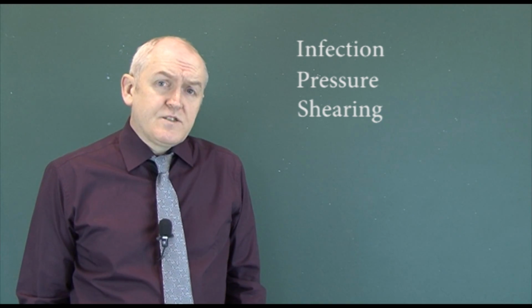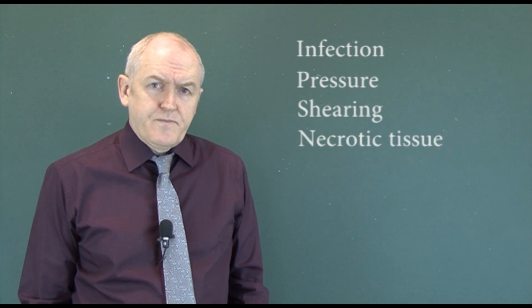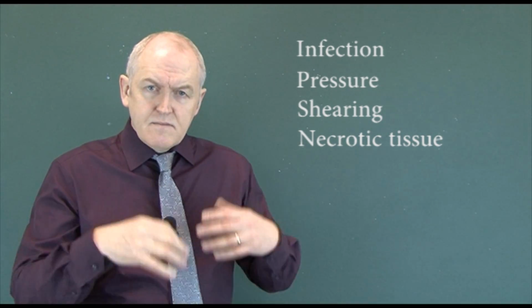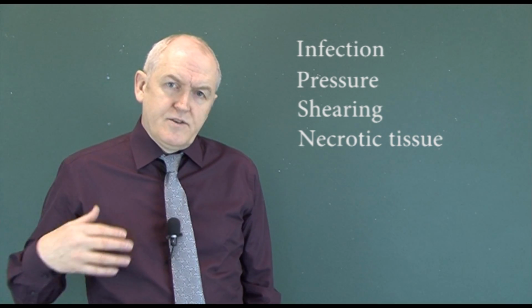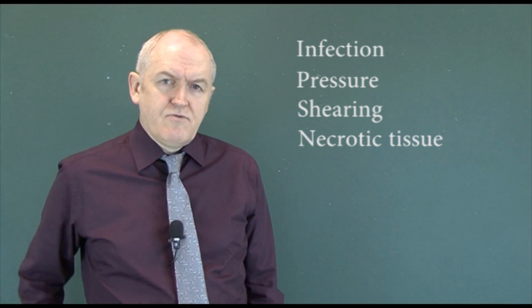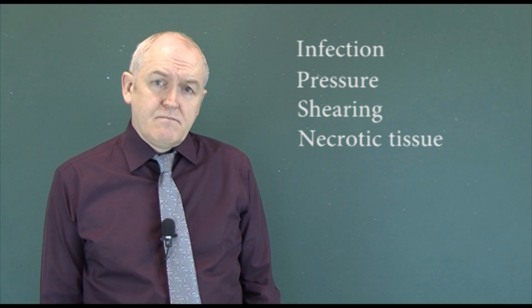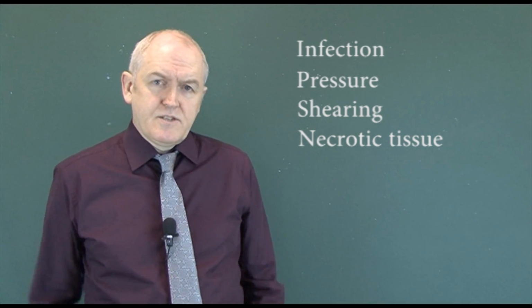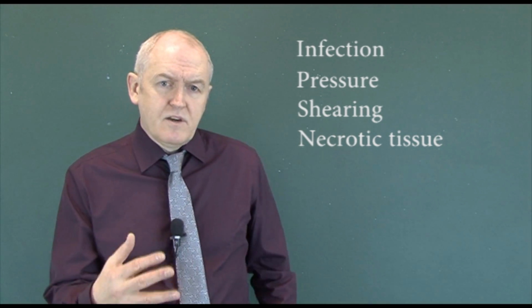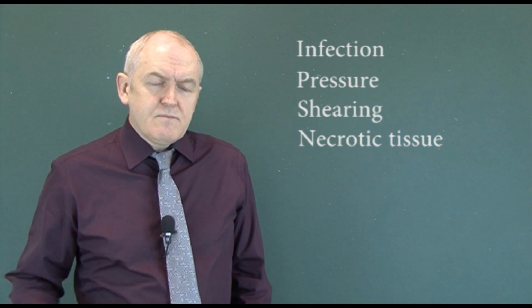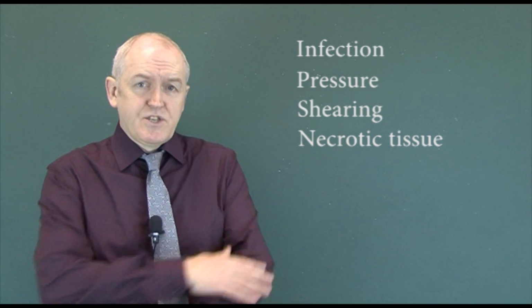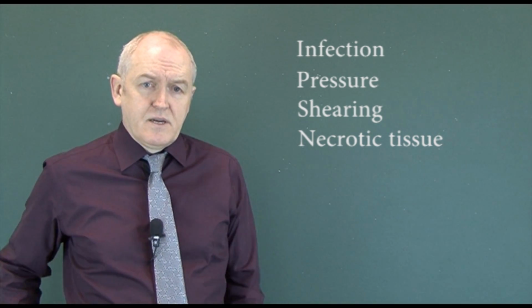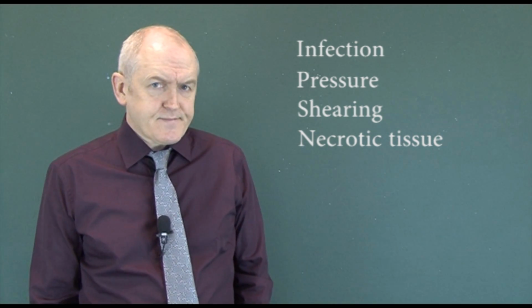Now another one is the presence of necrotic tissue. When there's a trauma, some of the tissue cells are going to be killed. Yes, we know that neutrophils and phagocytes, and the monocytes that become macrophages, the big phagocytic cells, can get rid of a lot of that dead tissue. But sometimes we can have necrotic tissue left in a wound. Over the surface of a burn, for example, there can be necrotic skin.